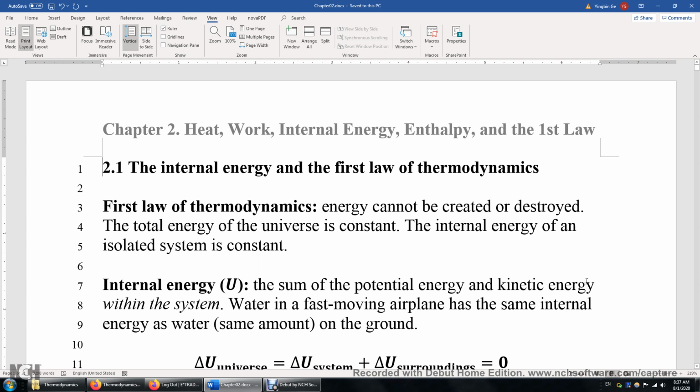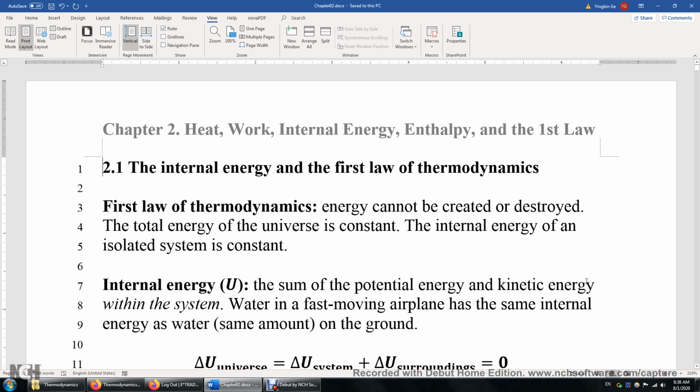What's the first law? It's simple. Energy cannot be created or destroyed. Energy can be transferred from one form to another, from one body to another body. But again, the energy cannot be created or destroyed. The total energy of the universe is constant. The internal energy of an isolated system is constant.